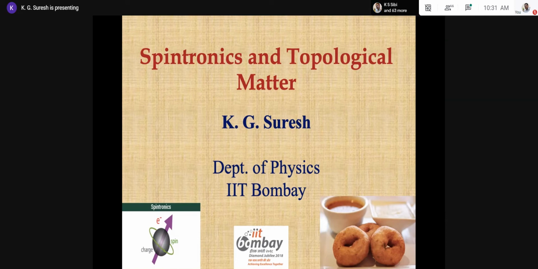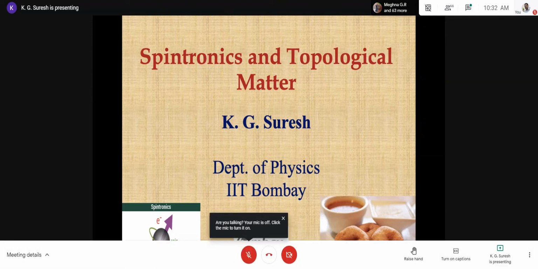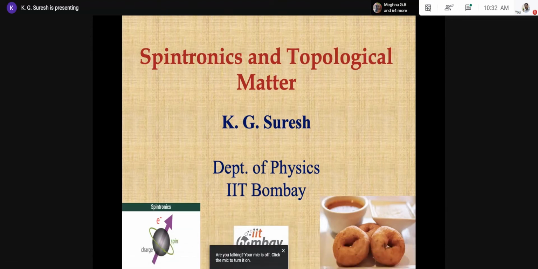I feel privileged and honored by the presence of Professor K.D. Suresh in this talk series, where we are planning a series of talks as a celebration of 50 years of our department. So on behalf of the Department of Physics, University of Kerala, I officially welcome him. I hand over the session to Savita Madam to introduce the speaker and moderate the session. Savita Madam, please.